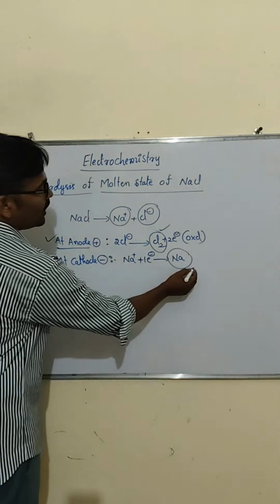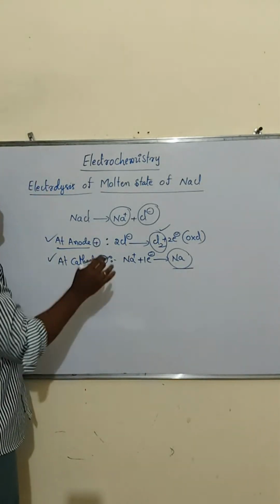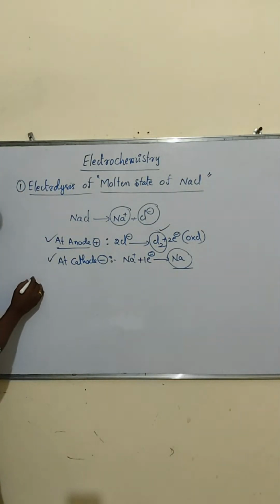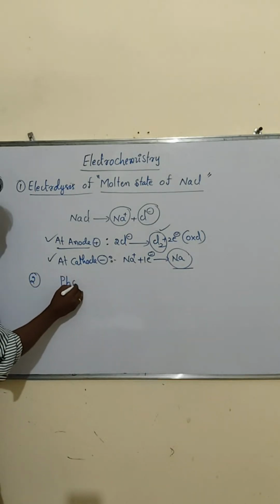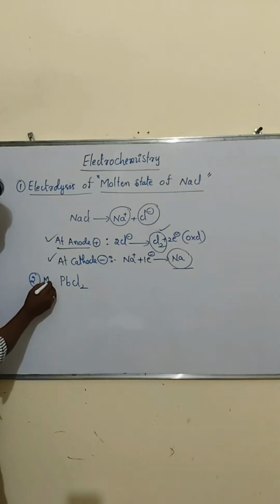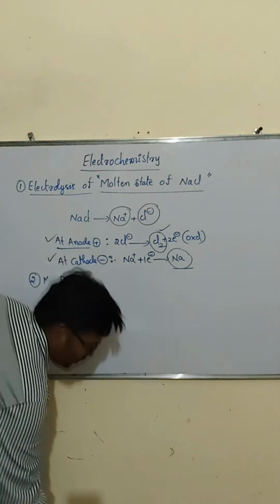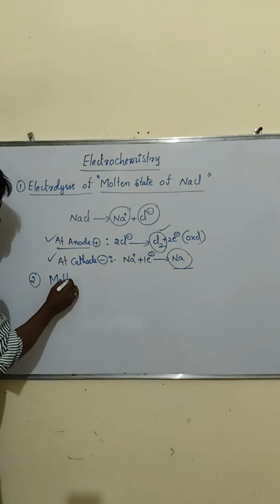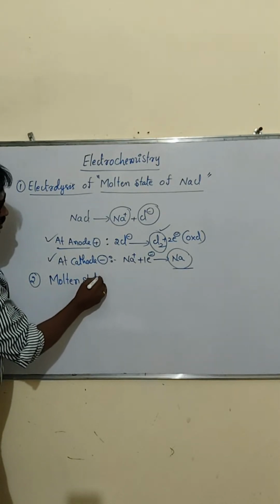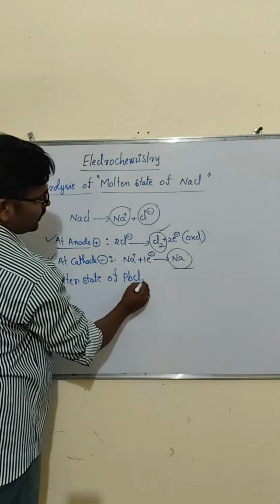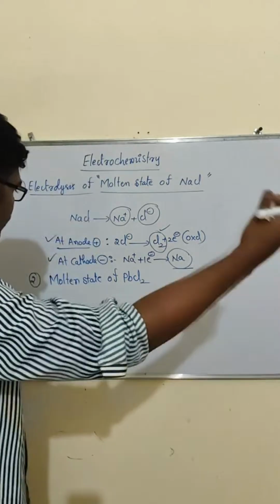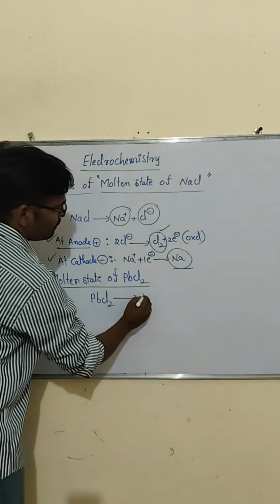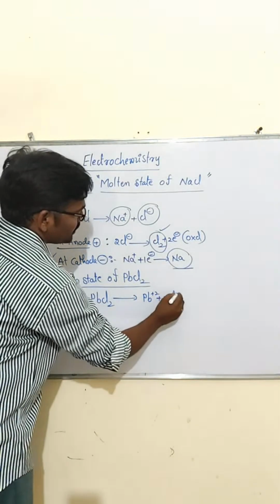At cathode, sodium metal will be deposited. In case it is molten state of NaCl... One more example I will give you. If you take PbCl2 in the molten state, then PbCl2 can be dissociated into Pb2+ and 2Cl minus.